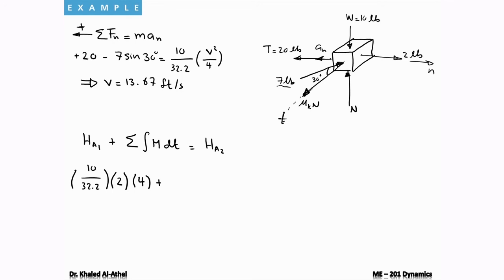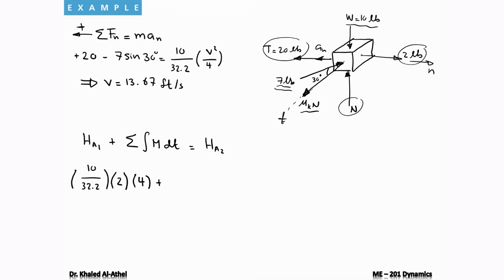now weight does not give me a moment around A, normal force does not, the 2 pounds does not, and the 20 pounds does not. So I end up with the applied 7 pounds and the friction force. Those two are the ones that will give me an angular impulse around point A. So let's start with the 7 pound force, using the right hand rule.